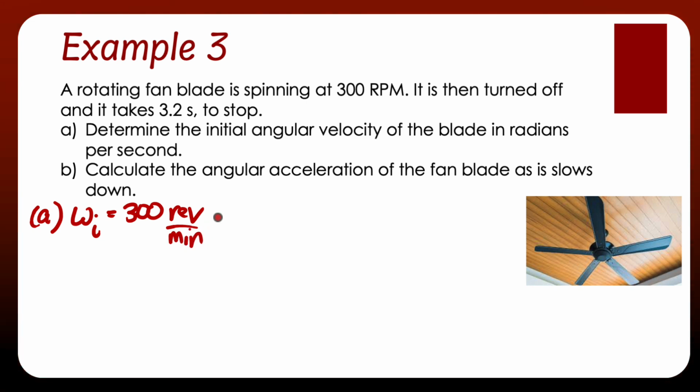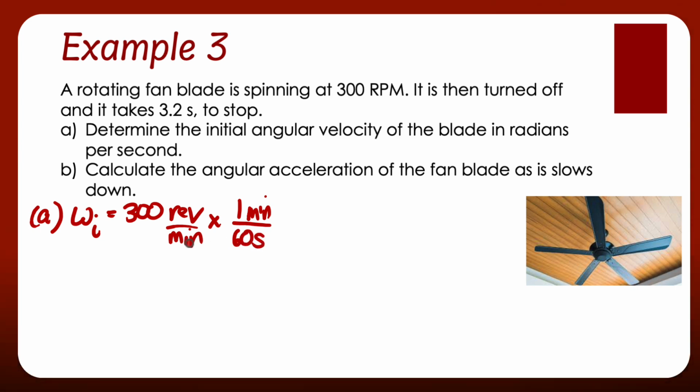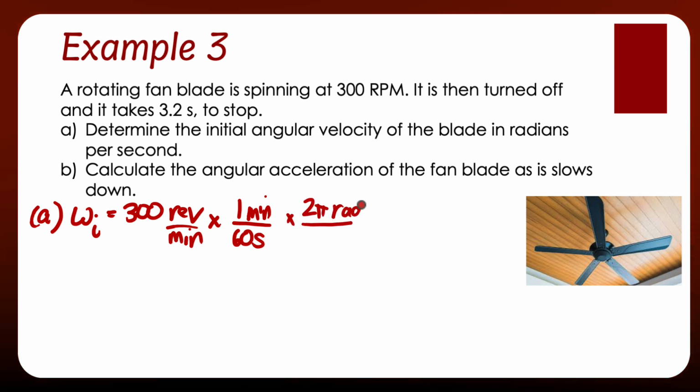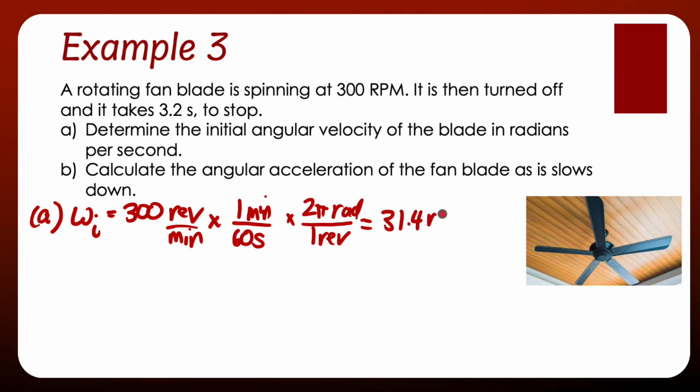And the reason I do this is because somebody else has already made me memorize that I've got 1 minute is the same as 60 seconds, because I need to put it in to get rid of my minute and replace it with seconds. I also know that I've got 2 pi radians in 1 revolution. Now, if I pick up my handy-dandy calculator, I'm going to get 31.4 radians per second. And I know I've got that right because I've got the revolutions canceling, my minutes canceling, leaving me with radians per second. And for part B, calculate the angular acceleration of the fan blades.